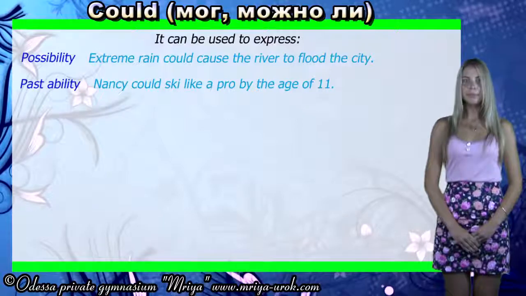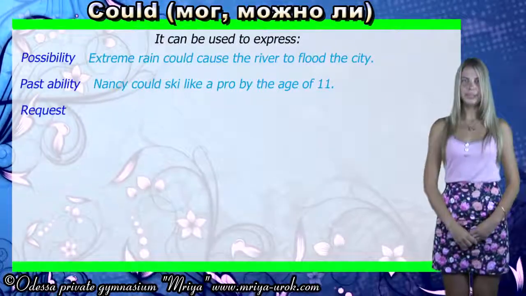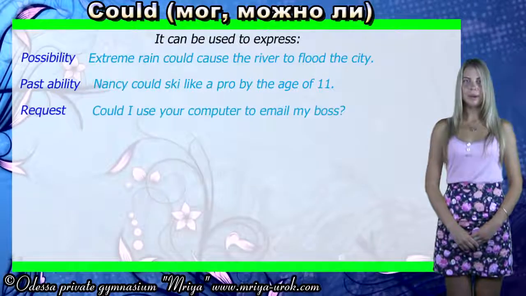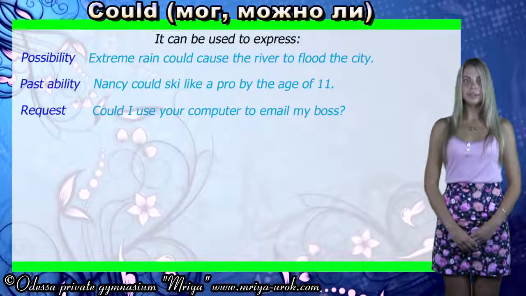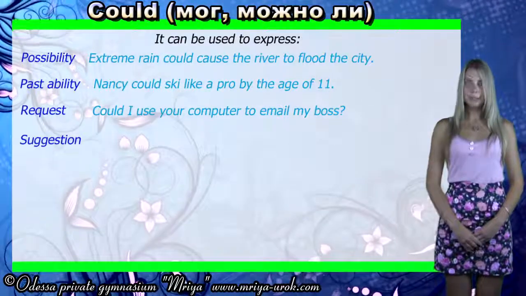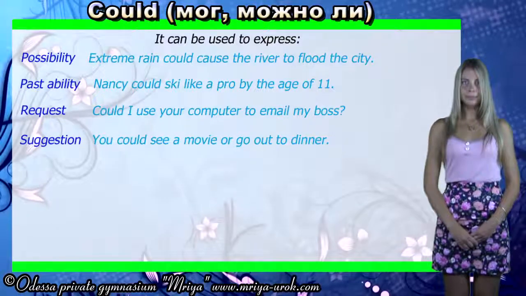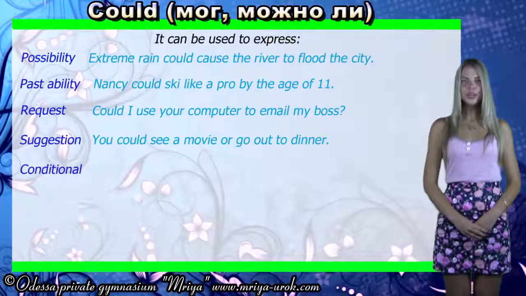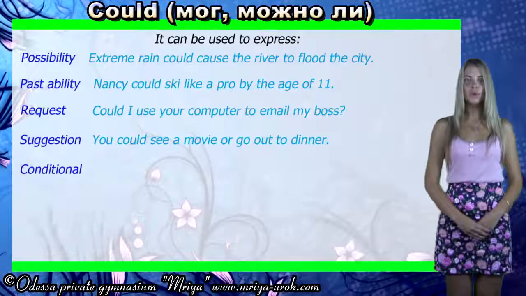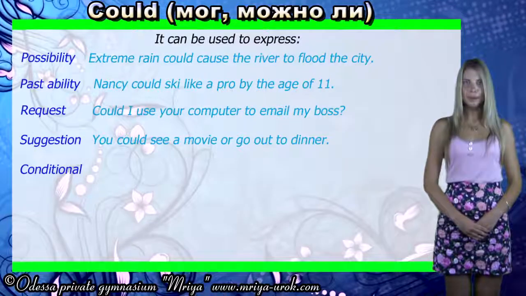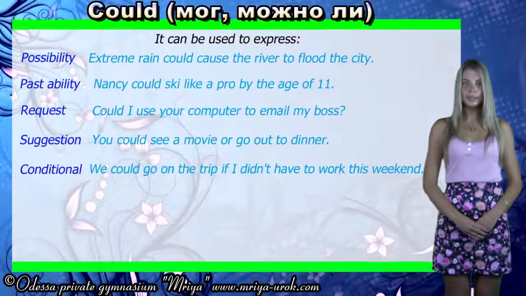We also use the modal verb could to express request. For example, could I use your computer to email my boss? The fourth, we use this modal verb to express suggestion. For example, you could see a movie or go out to dinner. And the last one, we use our modal verb could in a conditional sentence as a conditional form of modal verb can. For example, we could go on the trip if I didn't have to work at the weekend.